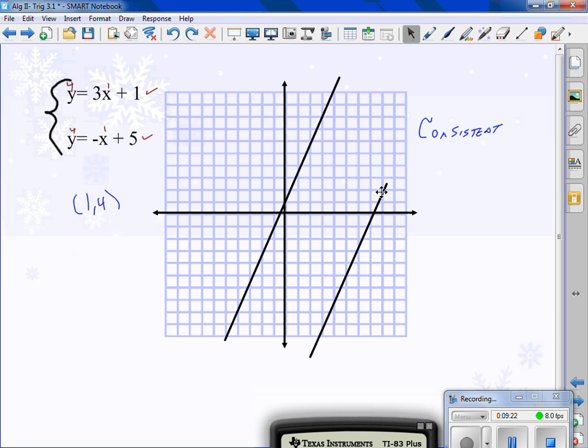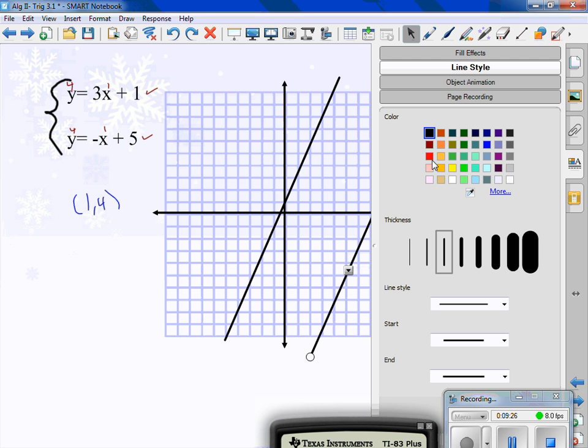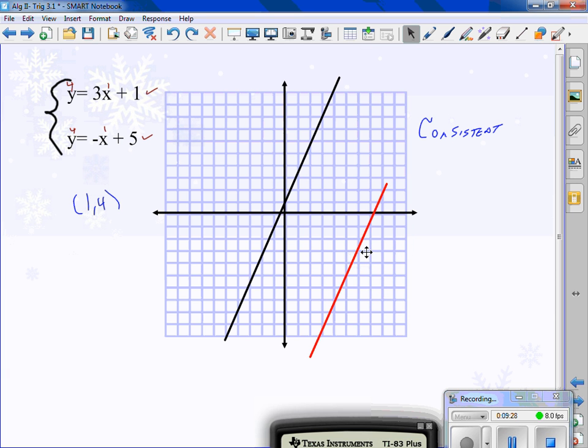Now, there's one other example, and it's hard to really show you the way it is. How about if they were like this? What do you notice about them? They're on top of one another. This is called consistent dependent.